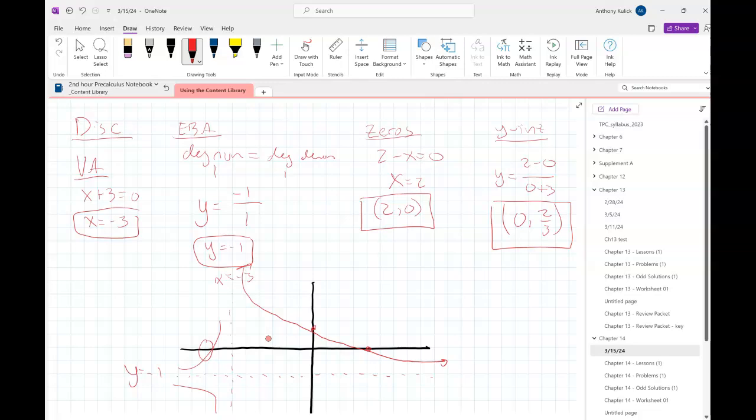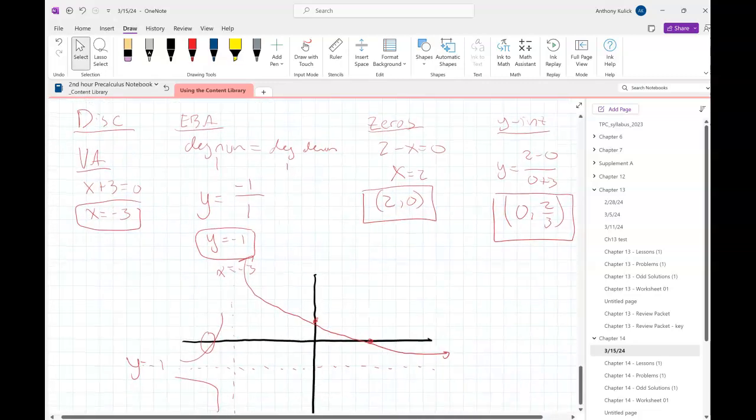Yes, absolutely. Degrees the same, divide. Leading coefficient over leading coefficient. Yeah.